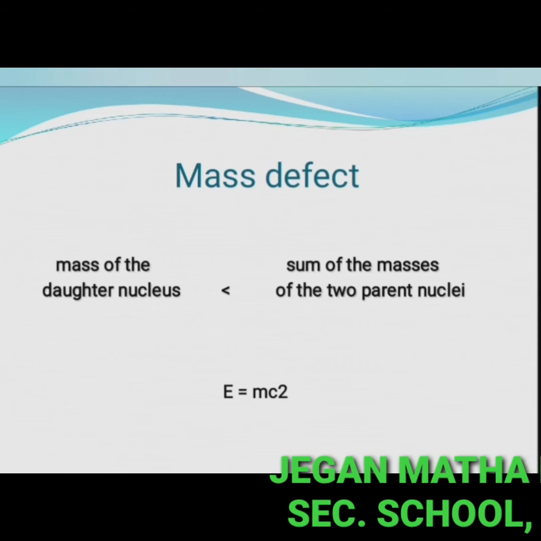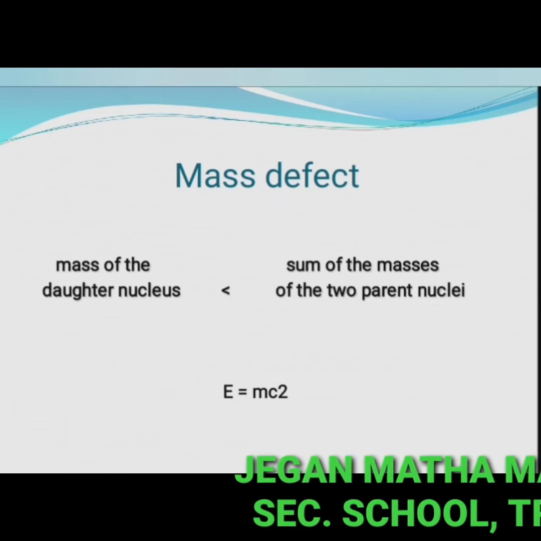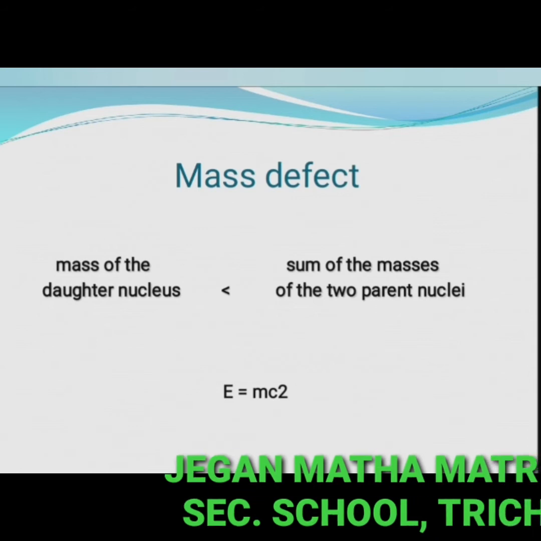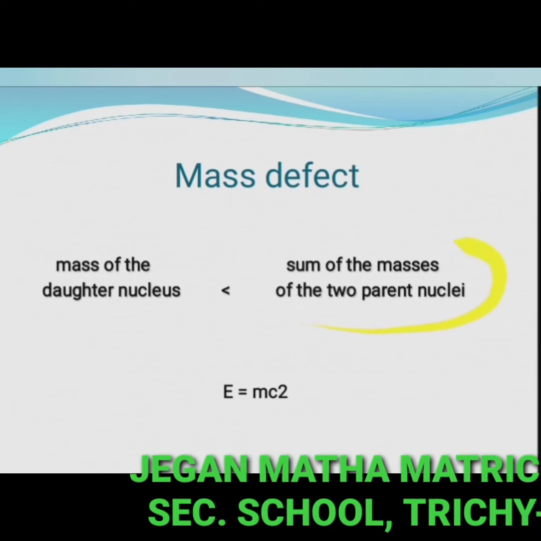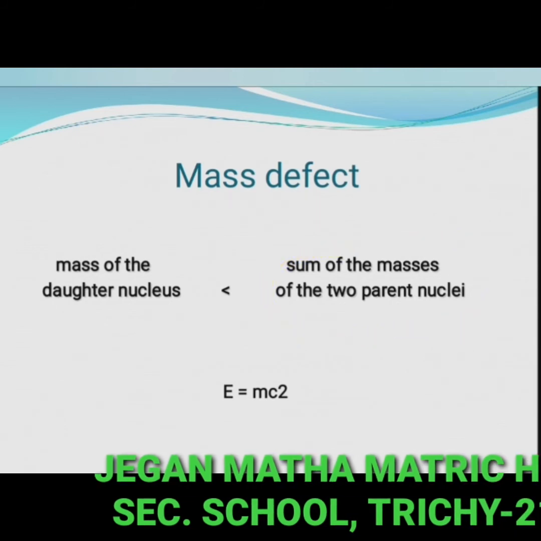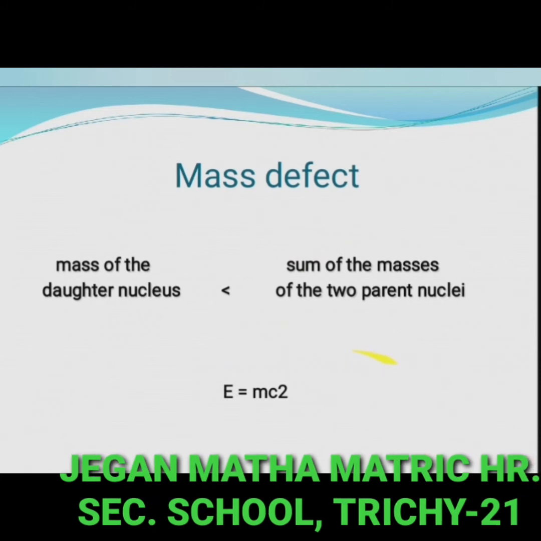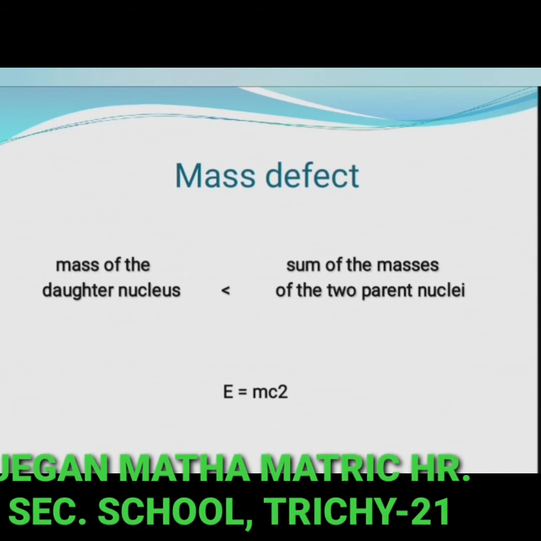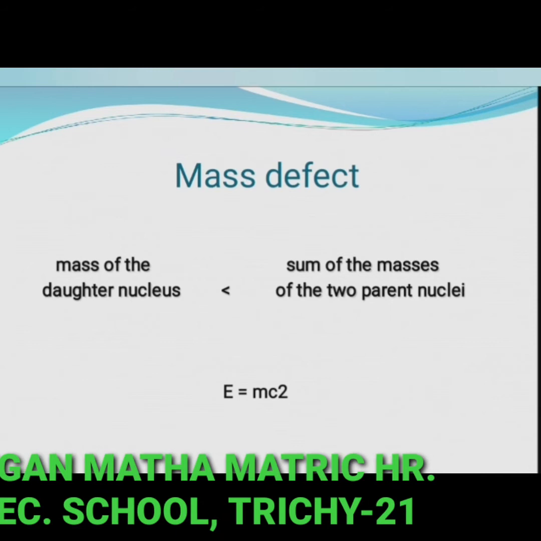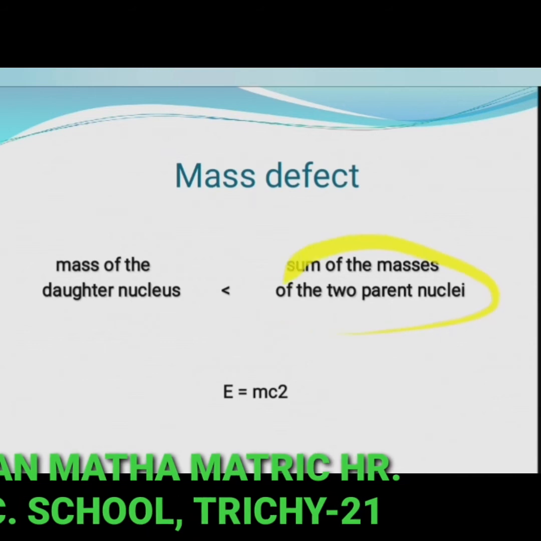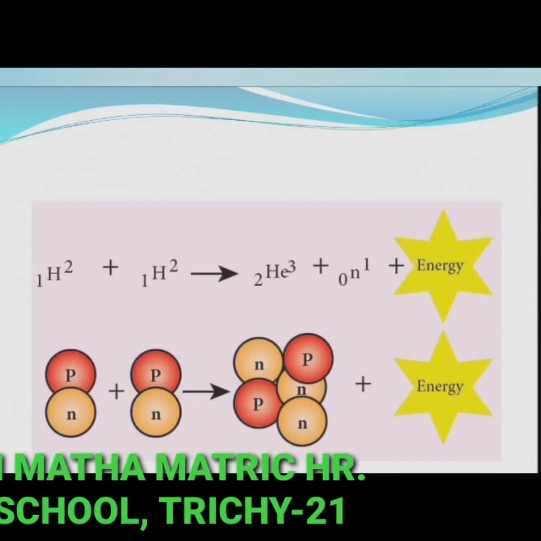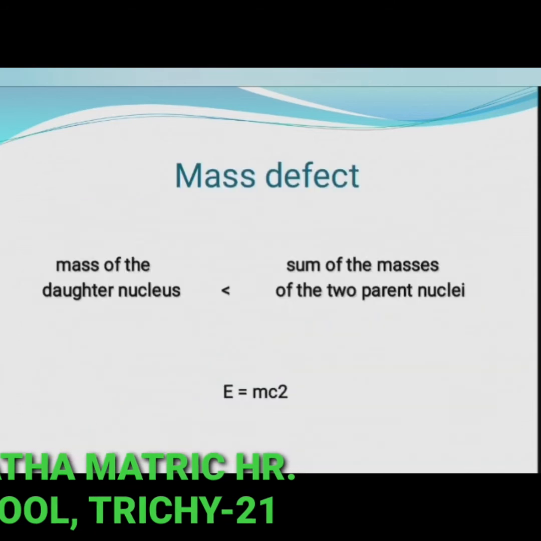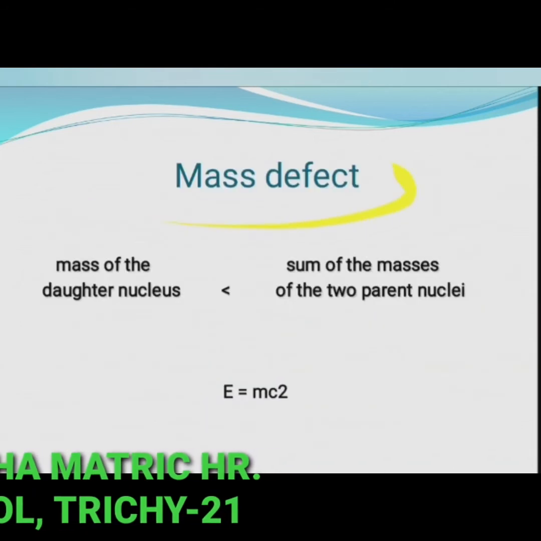Next, mass defect. The mass of the daughter nucleus formed during a nuclear fission and fusion reaction is lesser than the sum of the masses of the two parent nuclei. This difference in mass is called mass defect. In this reaction, these two are parent nuclei and this is the daughter nucleus. Here this difference in mass is called mass defect.